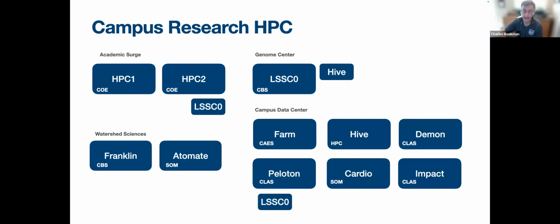which we've called Hive. And typically each cluster has been brought up either by the school itself or by a group of principal investigators. So if you're associated with engineering or computer science, you might want to look into HPC1 or HPC2 for moving forward. If you're affiliated with Genome Center, then you would typically go to LSSE0. Biology, you would typically go to Franklin. And so that's typically the method, how things used to work.